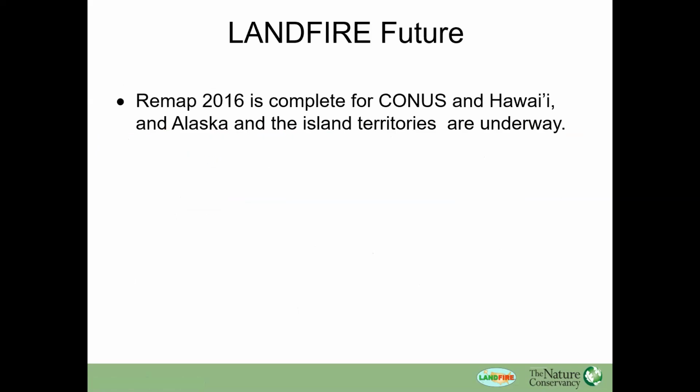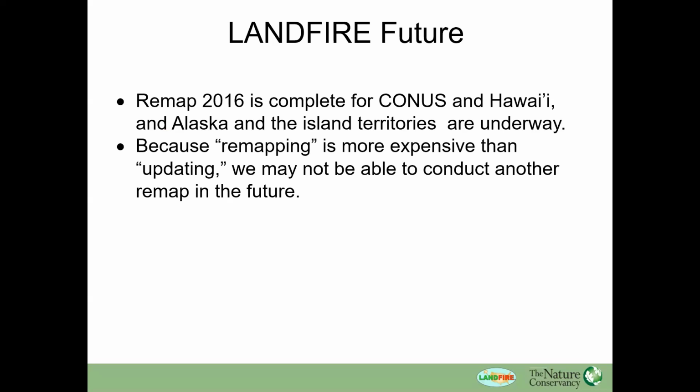Where are we going? Well, as I said, CONUS and Hawaii are complete. Alaska and the territories are underway, probably completed sometime late spring, early summer of calendar year 2021. Remapping is expensive and it's slow. It's more expensive and it's slower than updating. We don't know if we're going to be able to conduct another remap in the future. It's going to depend on budgets. It's going to depend on product quality. We're not necessarily counting on that.